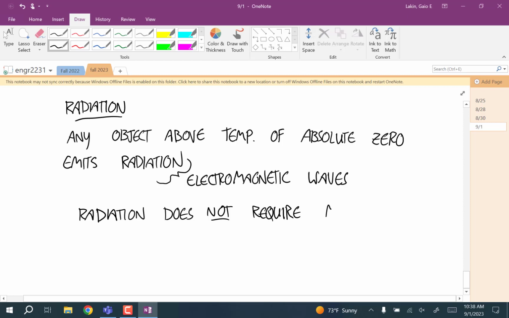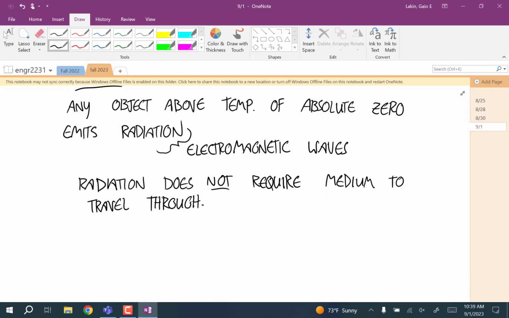Does not require a medium to travel through. There's no medium, is there no loss? Yeah, I guess as radiation travels through a material, those little molecules are getting a little bit of that radiation. Yep, that's right.